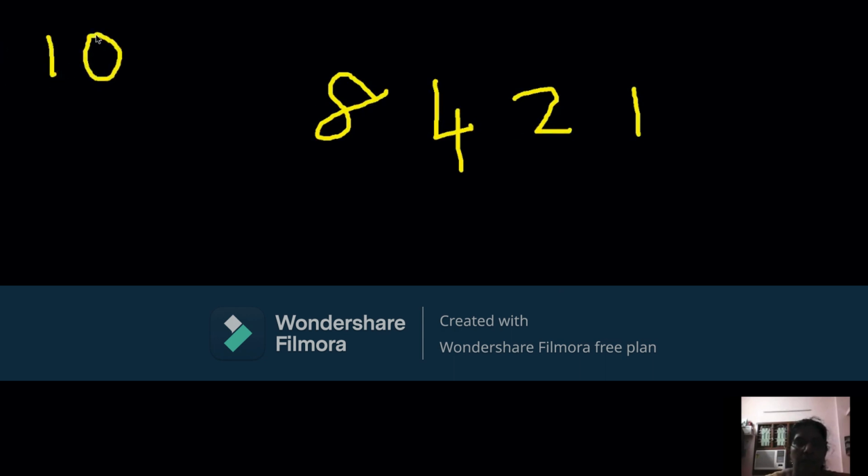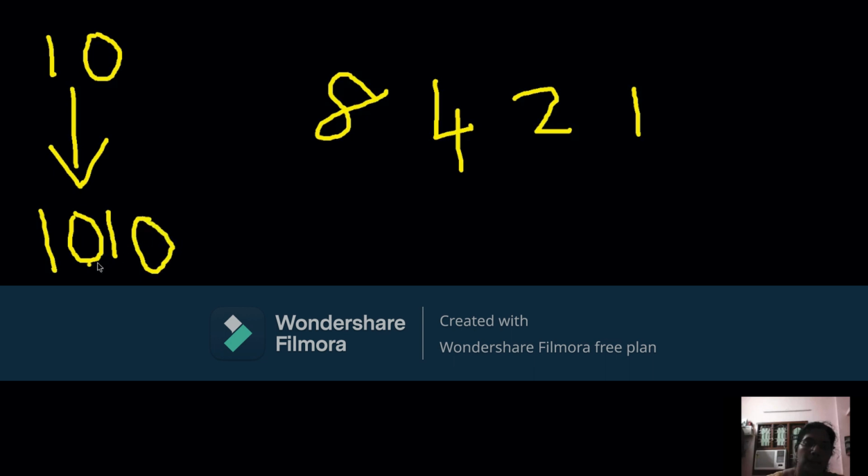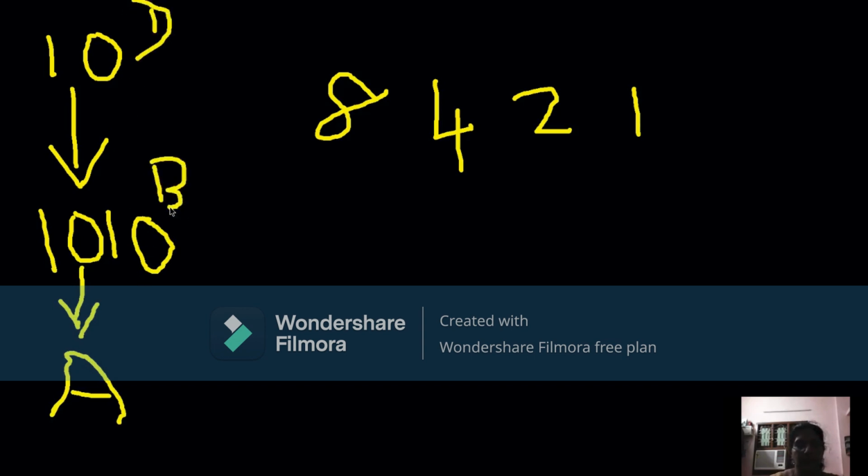Next, now you calculate for 10. For the decimal 10, what is the binary? First you tell me, without using this method, what is the binary? For 10, the binary is 1010. Am I right? Its hexadecimal equivalent is what? A, capital A. So this is in decimal, this is in binary, and this is the hexadecimal representation.